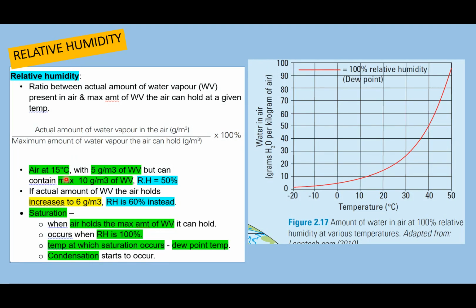Air at 15 degrees Celsius with 5 grams per meter cube of water vapor, but which can contain a maximum of 10 grams per meter cube of water vapor. If you calculate, you get a relative humidity of 50%. If the actual amount of water vapor the air holds increases to 6 grams per meter cube, your relative humidity will be 60% instead.